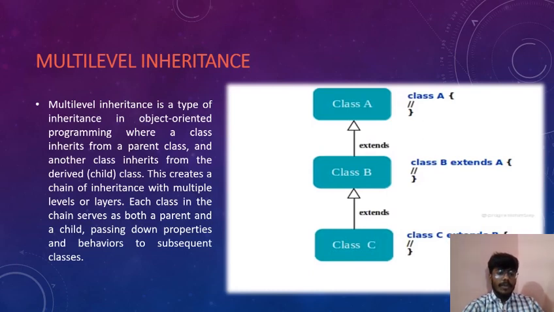The next topic, multi-level inheritance. Multi-level inheritance is a type of inheritance in object-oriented programming where a class inherits from a parent class and another class inherits from the derived class. This creates a chain of inheritance with multiple levels or layers. Each class in the chain has both a parent and a child, passing down properties and behaviors to subsequent classes.